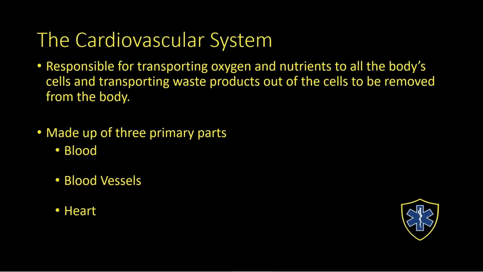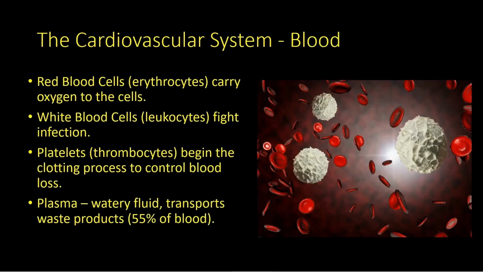The cardiovascular system is responsible for transporting oxygen and nutrients to all the body's systems and transporting waste products out of the cells to be removed from the body. It's made up of 3 primary functional parts, the first of which is the blood, then we have the blood vessels, and lastly the heart. Now when we break these down into smaller groups, we'll take the blood.